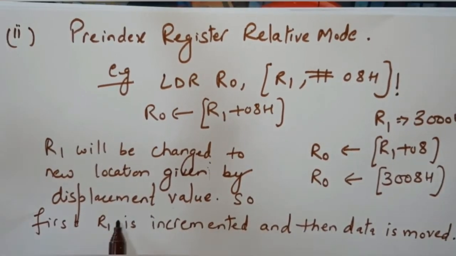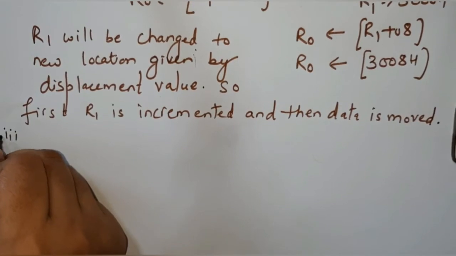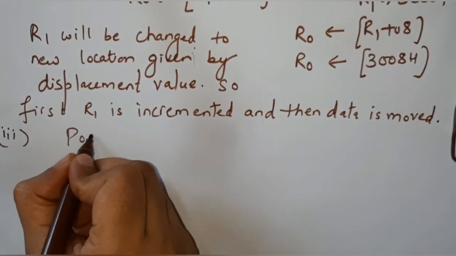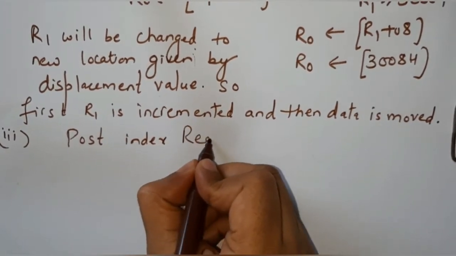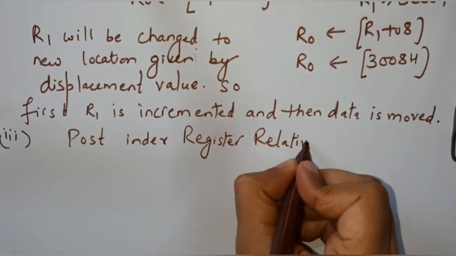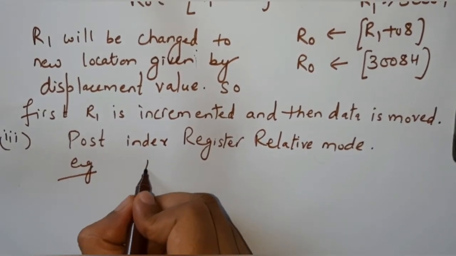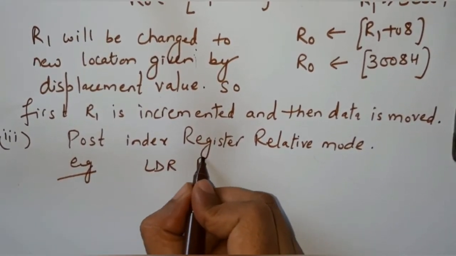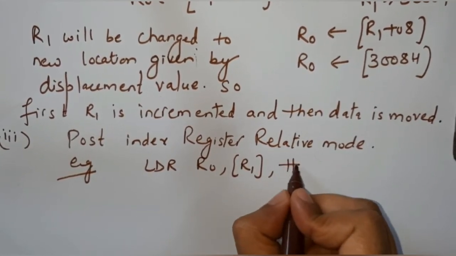So the new location is given by the displacement value. First R1 is incremented and then the data is moved. Third mode is post-index register relative mode. Example, LDR R0, [R1], #8.